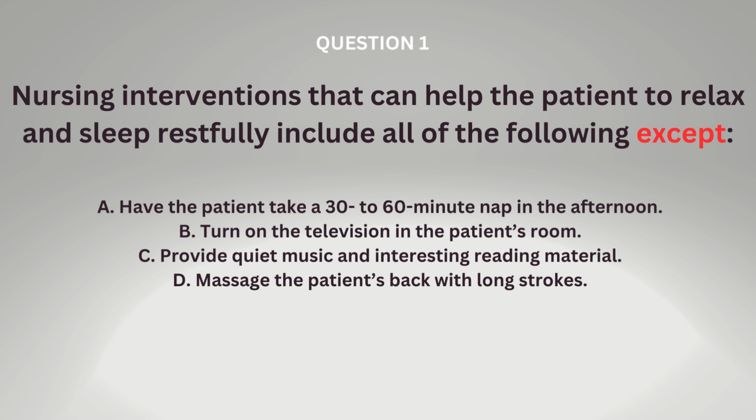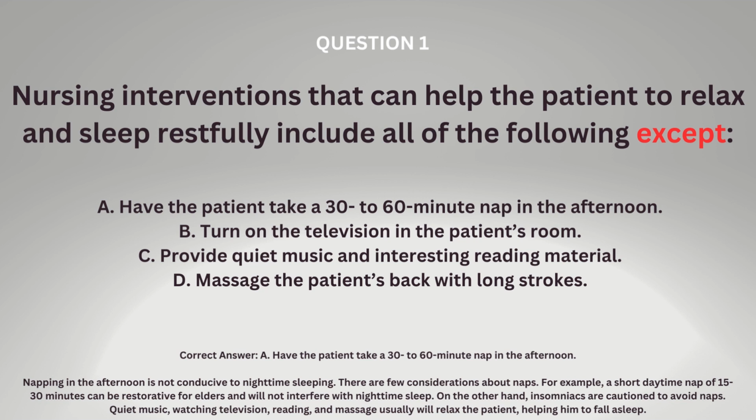The correct answer is A. Have the patient take a 30 to 60-minute nap in the afternoon. Napping in the afternoon is not conducive to nighttime sleeping. There are a few considerations about naps. For example, a short daytime nap of 15 to 30 minutes can be restorative for elders and will not interfere with nighttime sleep. On the other hand, insomniacs are cautioned to avoid naps. Quiet music, watching television, reading, and massage usually will relax the patient, helping him to fall asleep.